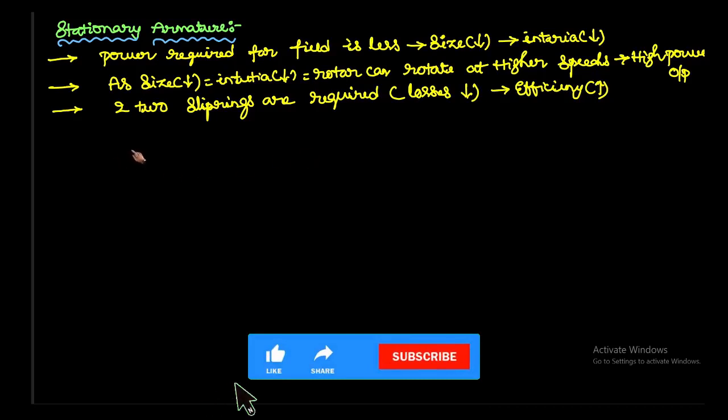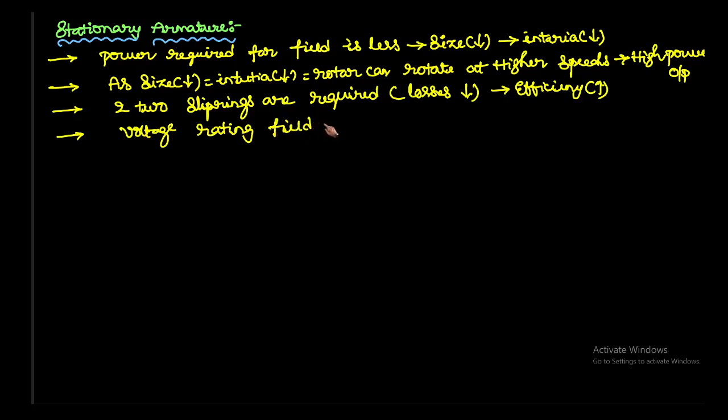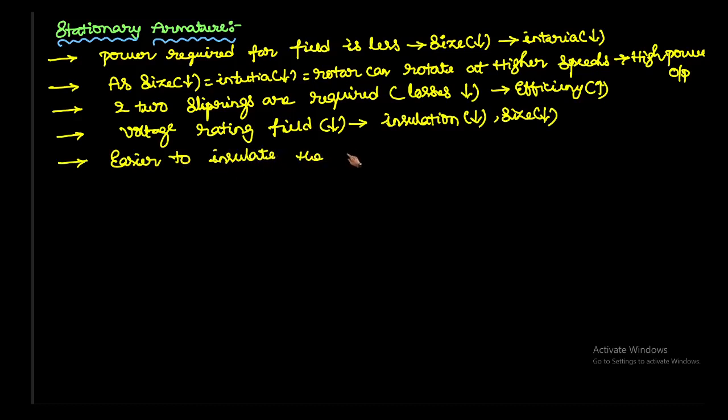Next, the voltage rating. The voltage rating of the field is decreased, which means the insulation, the cover we provide on the wire, will decrease. As the insulation decreases, the size will decrease. This is another advantage. And it is easier to insulate the stationary armature for higher voltages. That is another advantage.